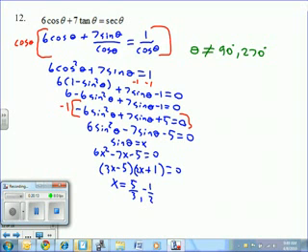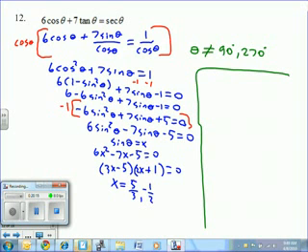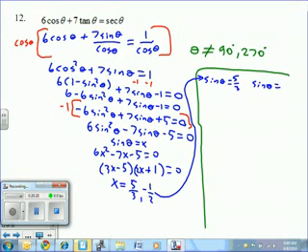Okay, now let's move up here. So that means that sine theta equals 5/3 and sine theta equals negative 1/2. Okay? Well, what can you tell me about the sine theta equals 5/3? We can't do it. It's bigger than 1. It's not going to work. But this one we can do.